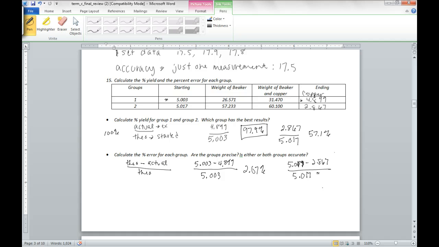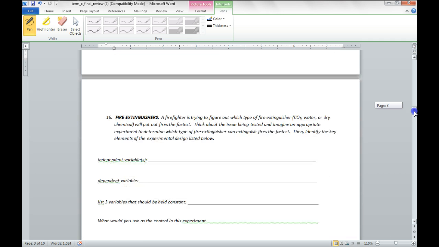5.017 minus 2.867 equals, divided by 5.017, 42.8. So which groups are precise? Well, obviously this one's going to be more precise when we're comparing the two, because this one's closer to 0. And is either or both groups accurate? This group would be more accurate as well because it's closer to 0.